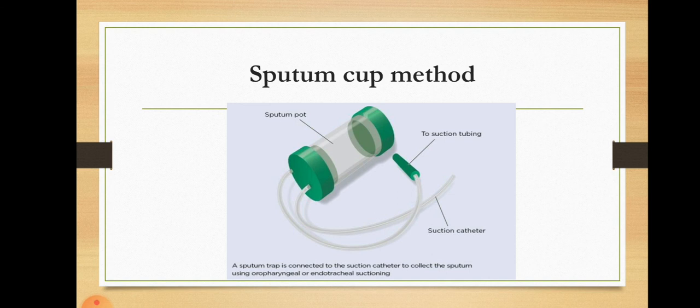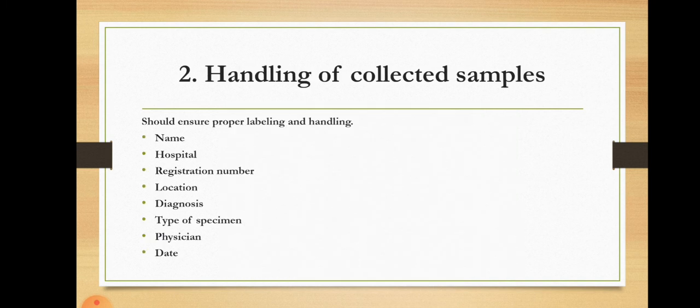During laboratory diagnosis, the cup can be opened from the bottom to reduce the chances of contamination from extraneous pathogens, or a suction catheter can be used to collect the sample from the cup. Here in the picture we can see a sputum cup with a suction catheter.